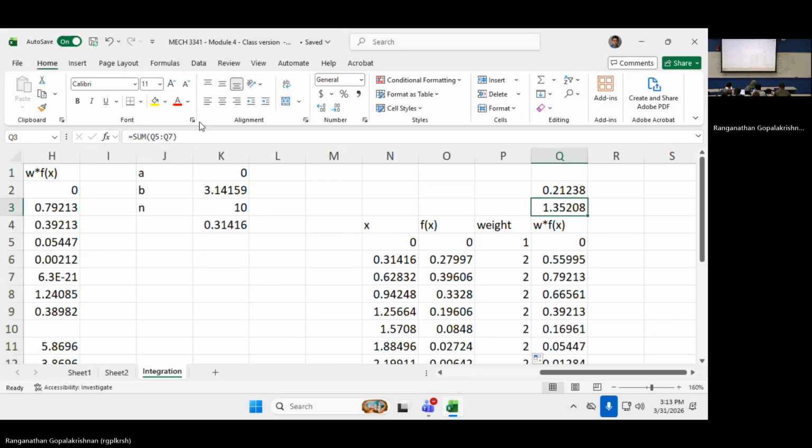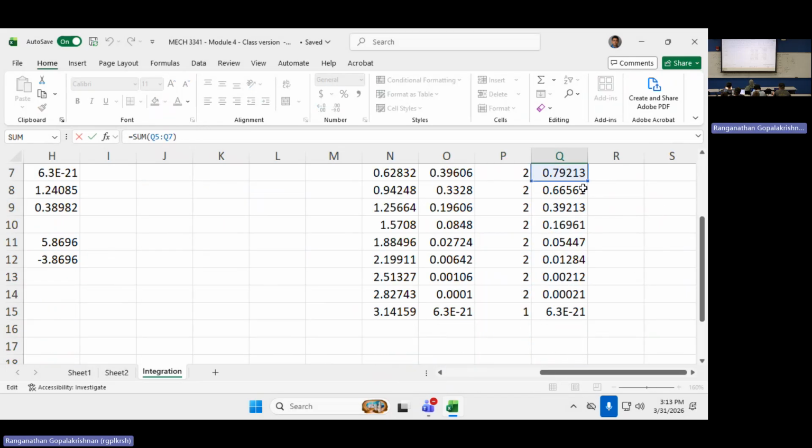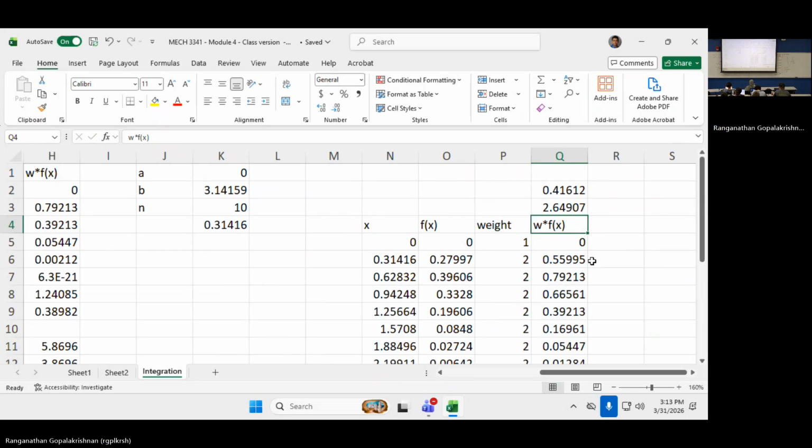Okay, some value here is to be updated. Okay, so for 10 segments, I'm getting 0.4161. Just make sure if I did everything right, 0.4161. So 10 segments, 0.4161. Okay, just making sure everything is right.